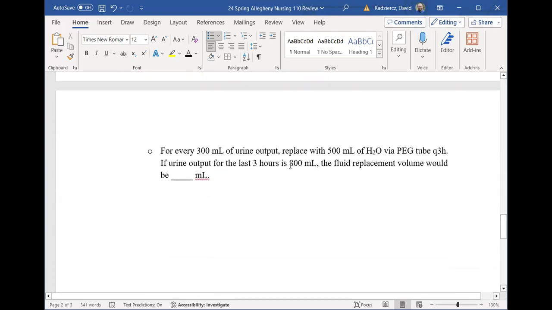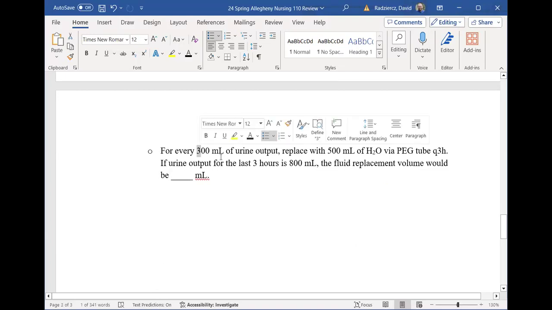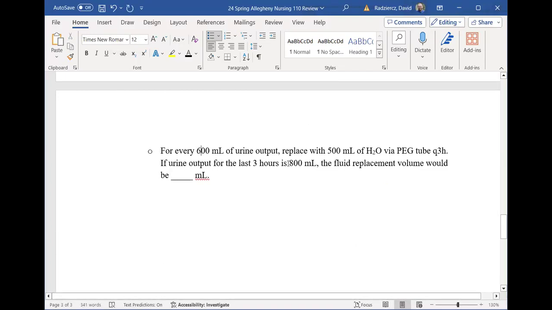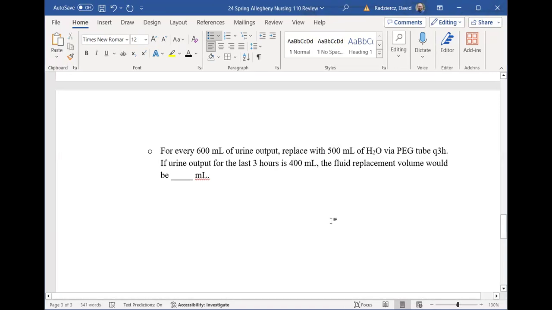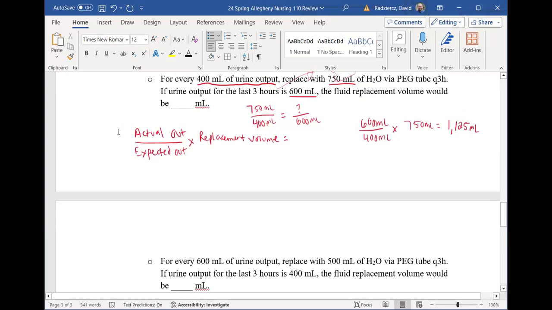So when I come down here, I'm actually going to change this number. I'm going to make this 600, and I'm going to make this 400. So that number is actually going to be less than the expected output. If I follow the same formula that I created, now remember, I created this formula based off of what's called ratio proportion. That's just the strategy that I chose to use for this.